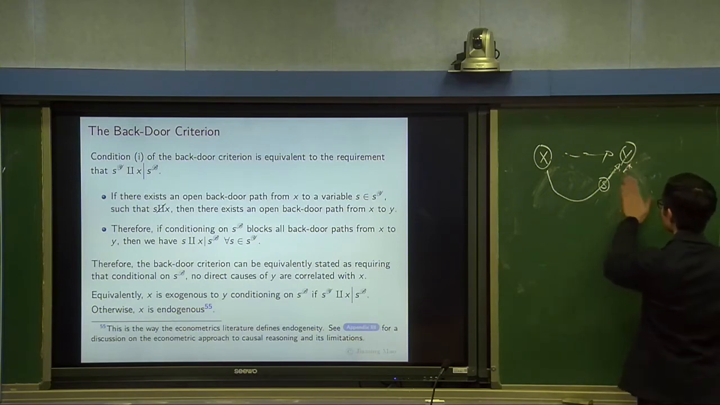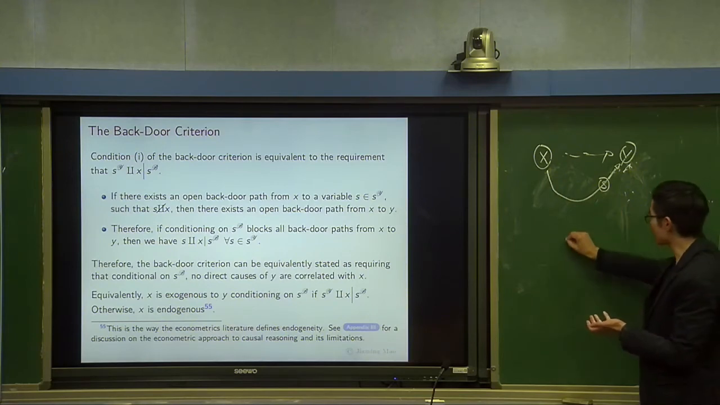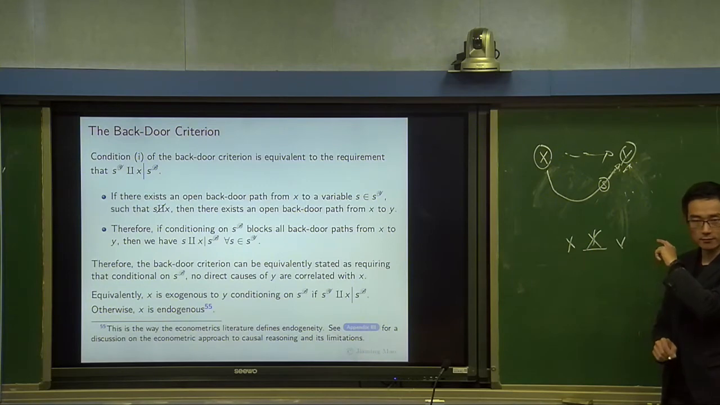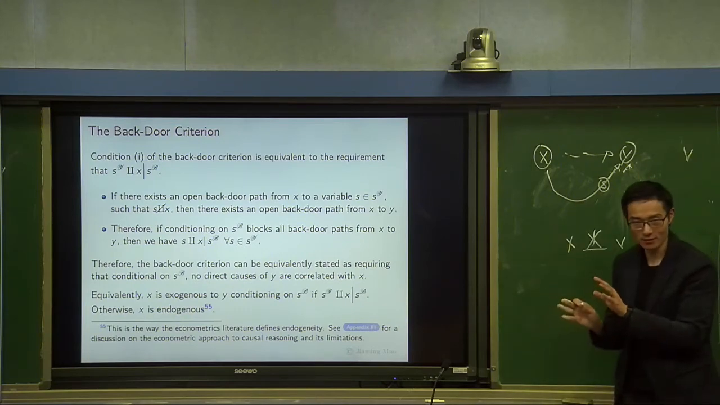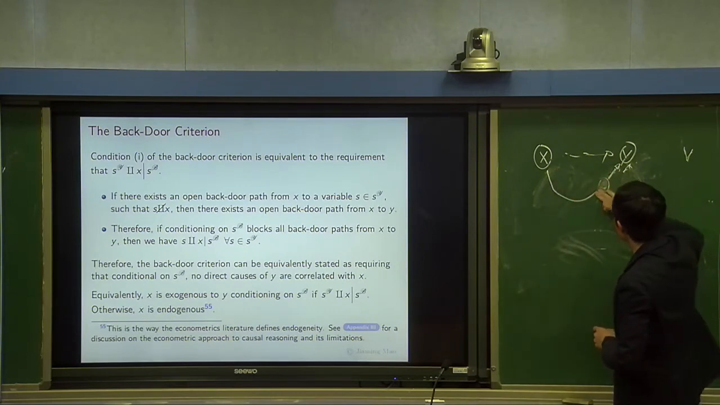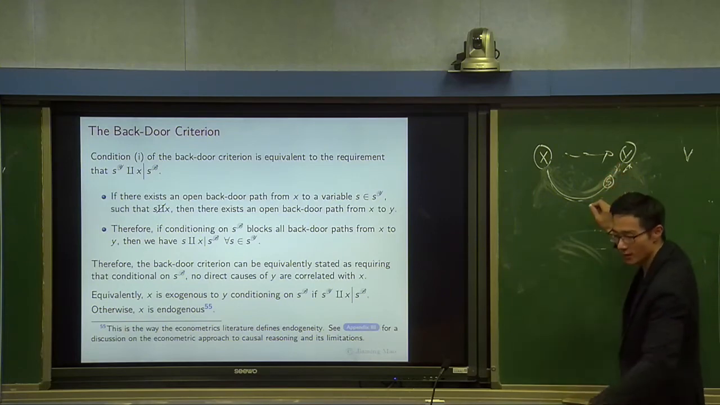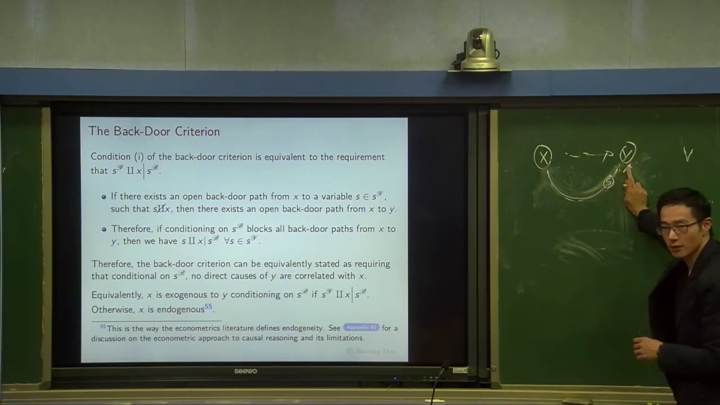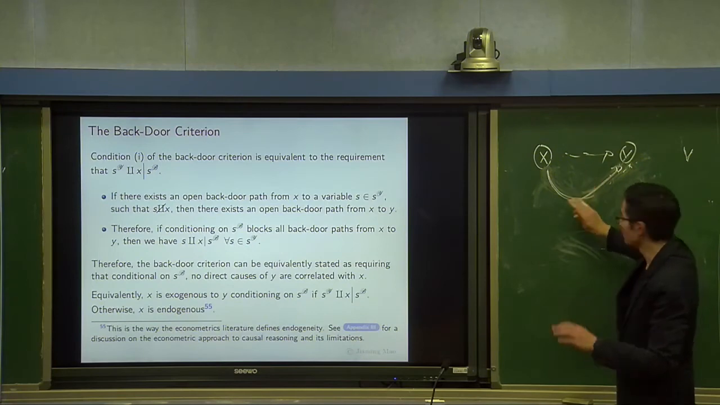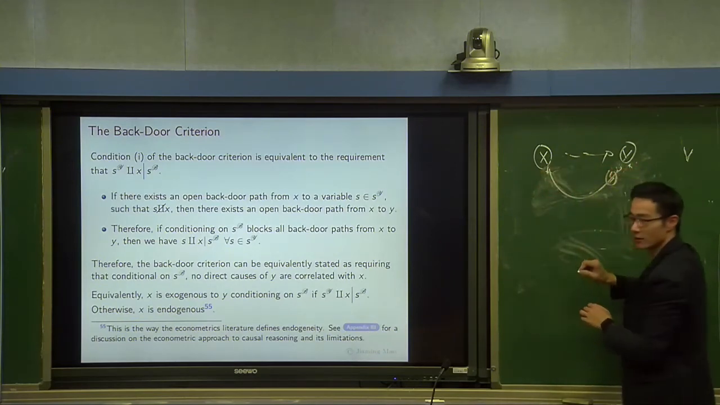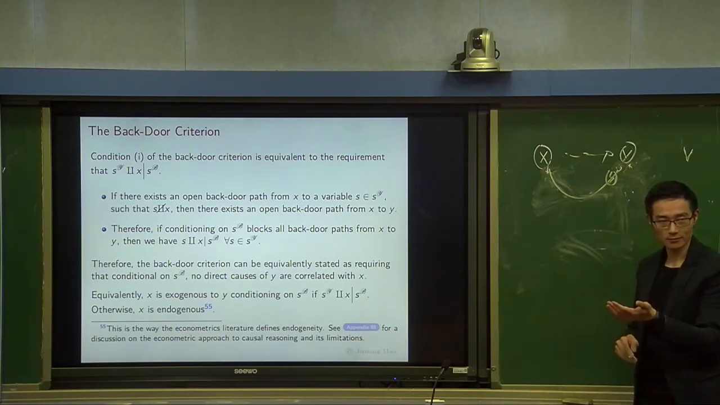So in that case, x and s will be correlated. So x will not be independent from all the other causes of y, because v is all the other causes of y, including this s. So in that case, x and v will not be independent. Do people follow that? V means all the other causes of y. So if there's no backdoor between x and y, it's okay. But if there is an open backdoor path, then the open backdoor path has to go through some causes of y. It cannot be a direct link like this because we have this circle. So it has to go through some causes of y. In that case, x and v will not be independent, and they will be correlated. Do people follow this argument?